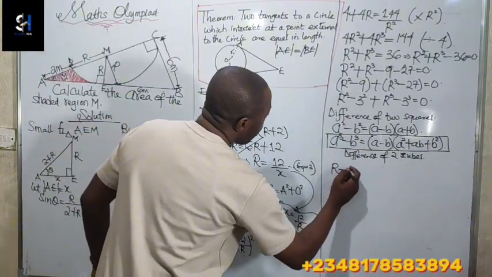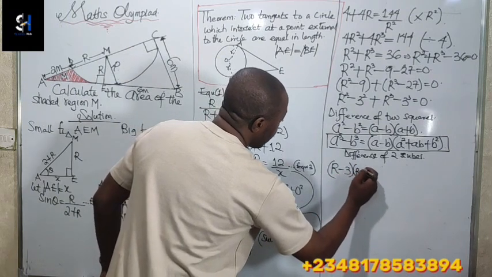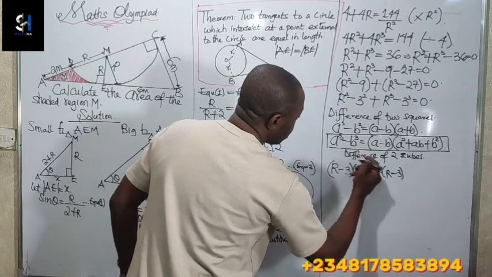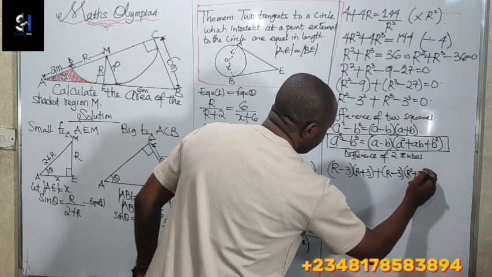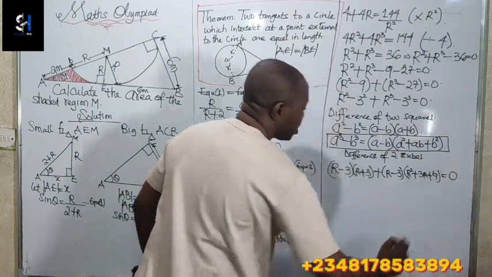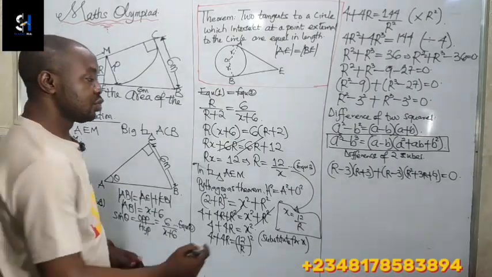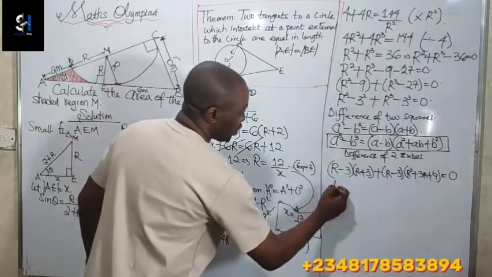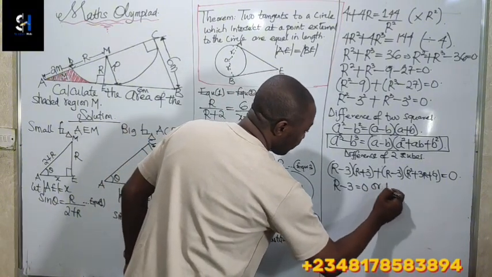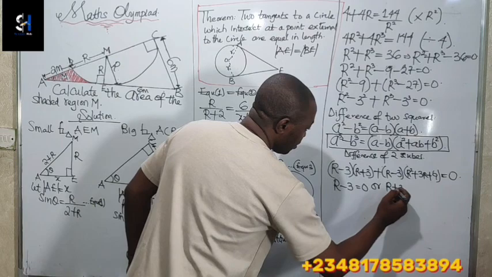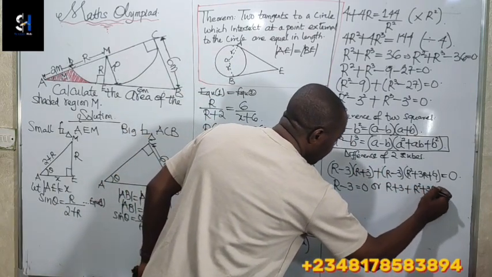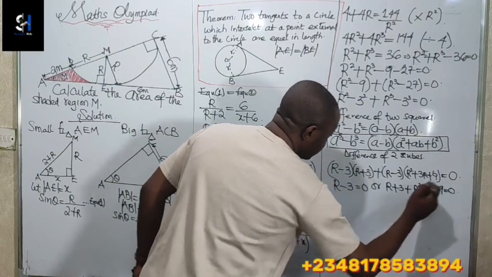So now we are going to apply that here. This will be (r minus 3)(r plus 3), then plus (r minus 3), which according to this is (r squared plus 3r plus 9), and then we set that equal to 0. So we can factor out r minus 3. So we have r minus 3 equals 0, or we can also have r plus 3, then plus r squared plus 3r plus 9 equals 0.